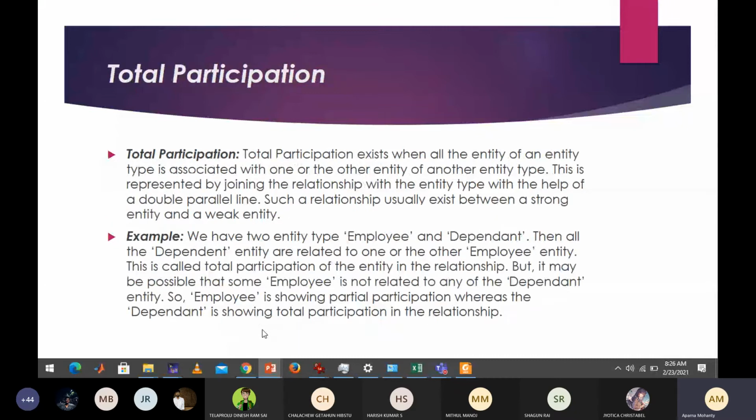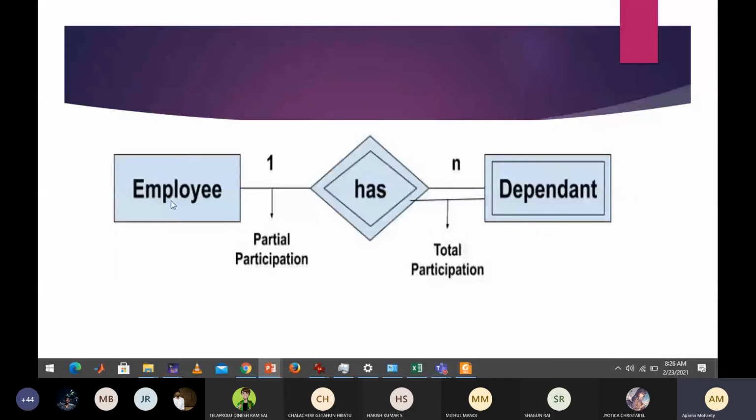Next comes total participation. Suppose an employee is there and he has a dependent. It is not mandatory that every employee has a dependent. Some employees might not have any dependent at all. But whoever is a dependent, it is mandatory that he is associated with an employee. If his name is in the dependent list, that indicates he is a dependent of a certain employee. That is indicated by this double line.